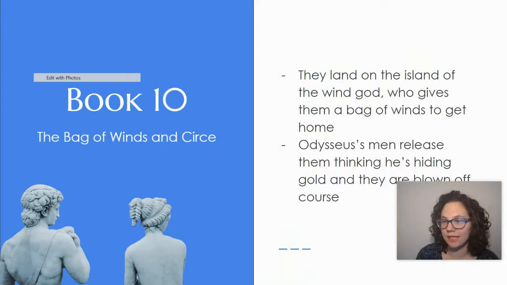Odysseus's men are really greedy, so they see the bag. Odysseus says, "Don't look in it. Don't worry about what's in it." He doesn't tell his men what it is. So they think he's hiding something and open it. And of course, the winds blow out and they're blown way off course because they didn't know what was in there. So another mistake on Odysseus's part. He did not tell them what was in the bag. So they open the bag out of curiosity and out of greed, and then they're blown off course. So they're way farther away from home than ever before.